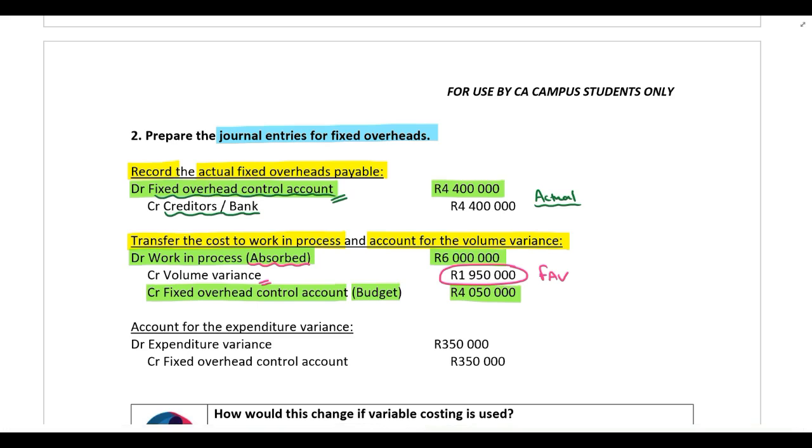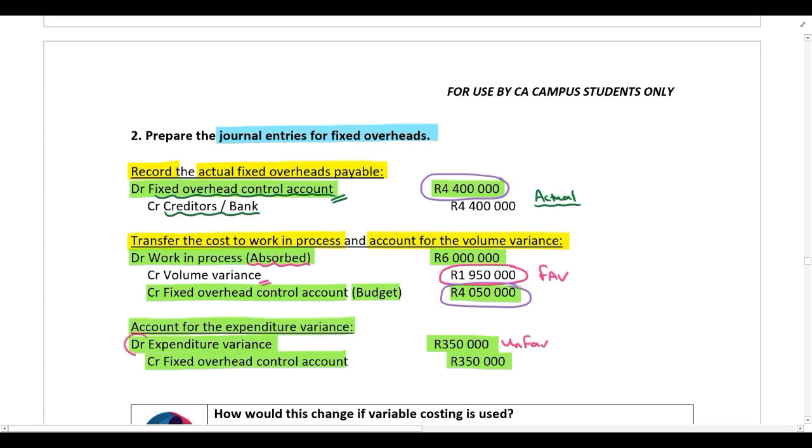Now, there's still a balance sitting in this fixed overhead control account because we've only taken out the budgeted amount. So you now take out the rest. You clear out that control account so that the balance is 0. And we account for the expenditure variance. So the other side of this journal entry is your expenditure variance. And you'll see that does tie into the expenditure variance that we calculated. It was an unfavorable expenditure variance, and that's why it is a debit to profit and loss.